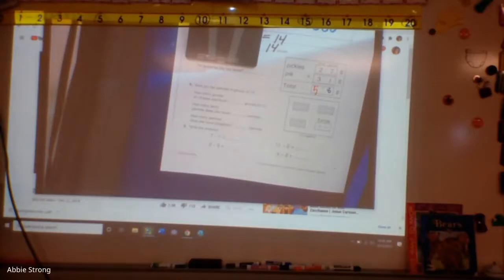Let's start at 2 plus 3. Find the 2 on your number line. Hop 1 more spot. 1, 2, 3. Put that number there.